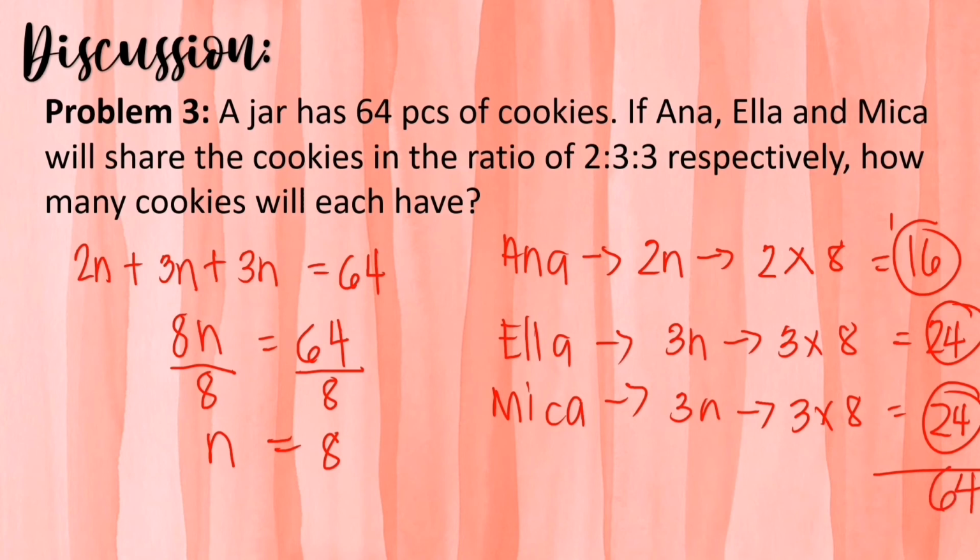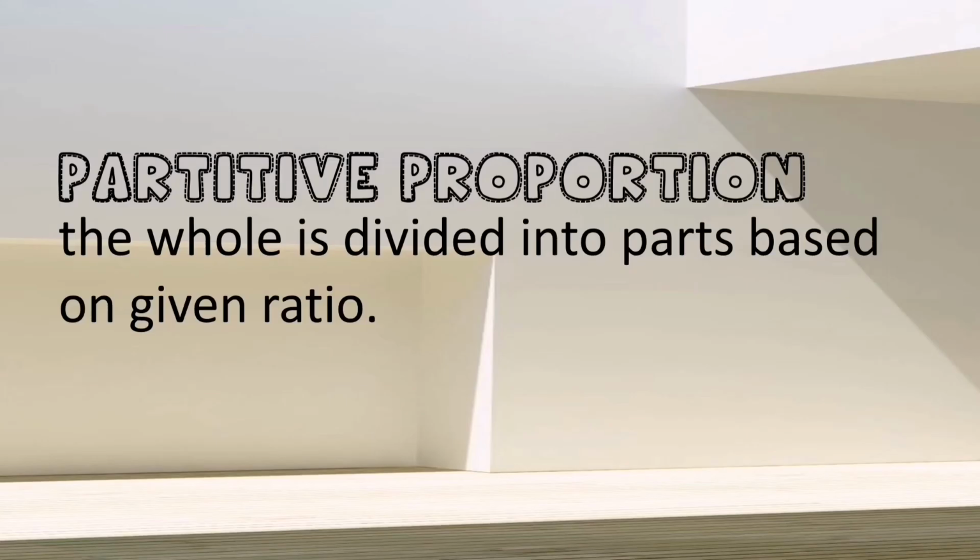So, ibig sabihin, 64 equal dun sa 64 pieces cookies na nasa jar. So, ibig sabihin, yung pagde-divide ng cookies in the ratio of 2:3:3 ay tama. So, again, when we say partitive proportion, the whole is divided into parts based on the given ratio.